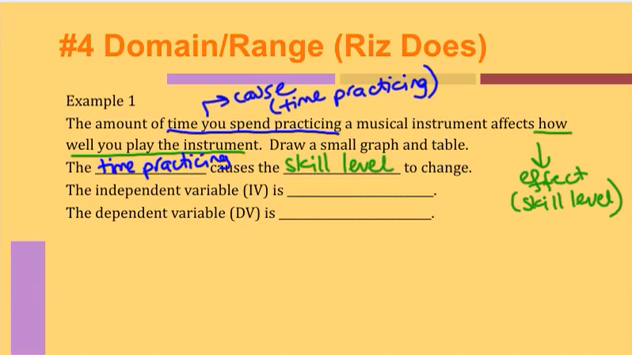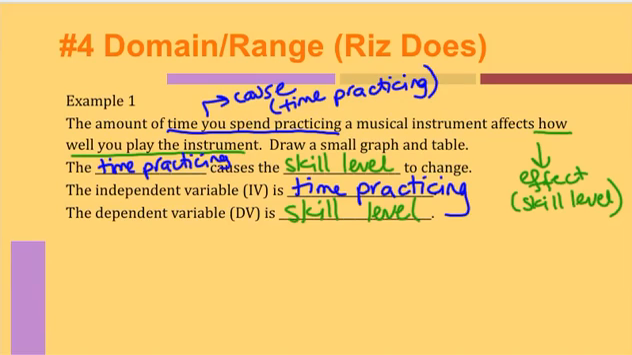If I look back at the vocabulary notes that I've already taken, I know the independent variable in this case is related to the cause, which is the time practicing, and that the dependent variable is going to be related to the effect, or the skill level. Sorry for that lag there.